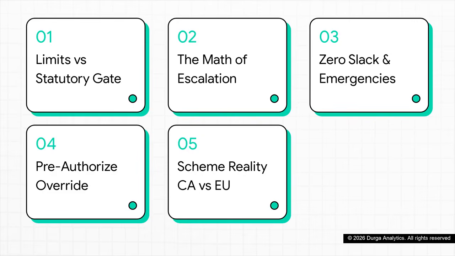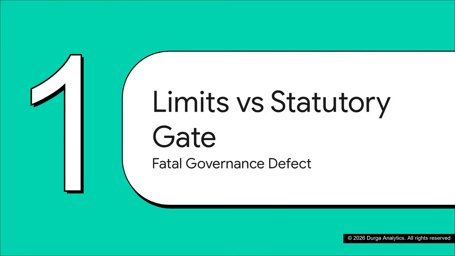So, here's our roadmap for this session. We'll be looking at limits versus statutory gates, the actual math of escalation, zero Slack emergencies, why you absolutely need to pre-authorize rather than escalate, and finally, the stark scheme realities between California and the EU. All right, let's jump into Section 1, Limits versus Statutory Gates.